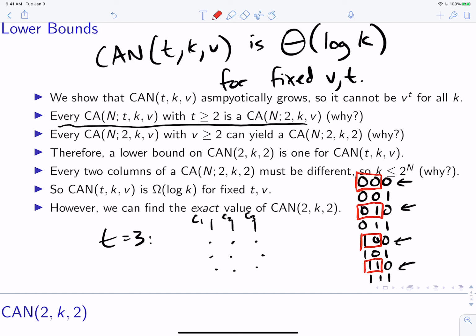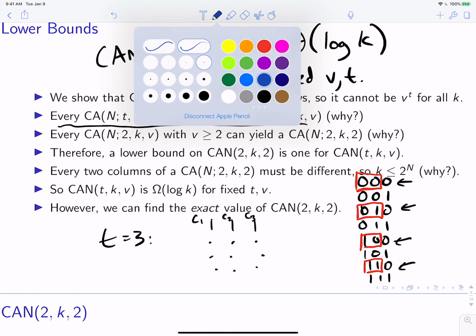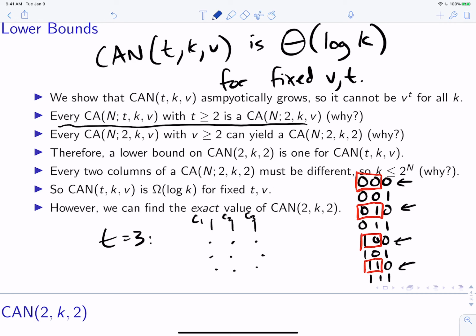So the only reason we're going to do this is establishing a lower bound. Okay. Any questions on that? If you don't get it immediately, I would highly suggest actually working through a concrete example yourself.